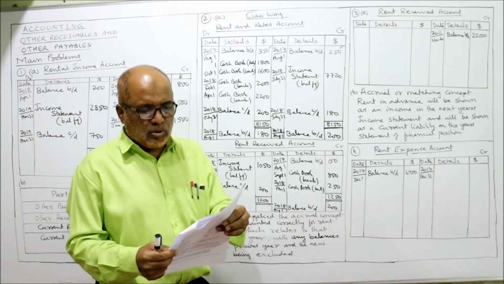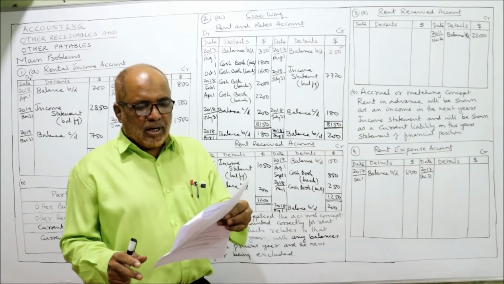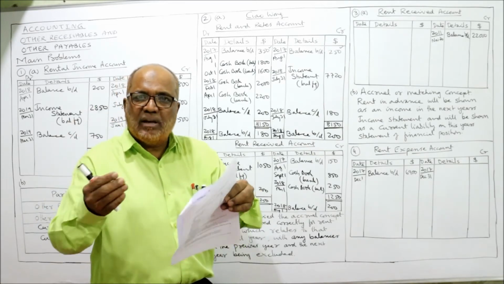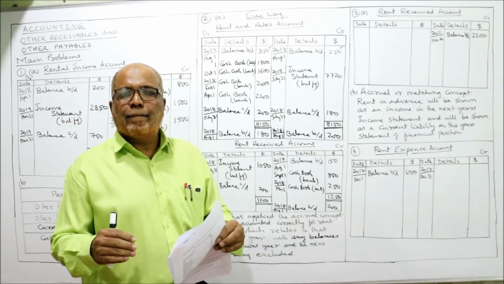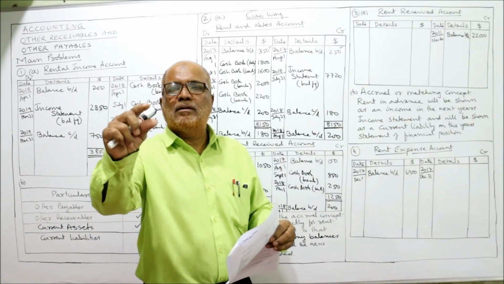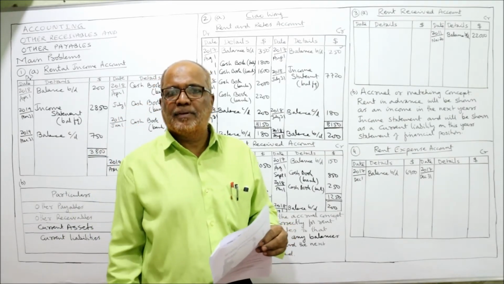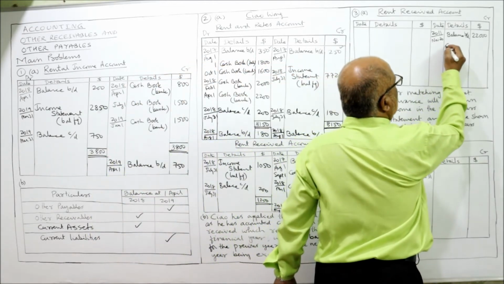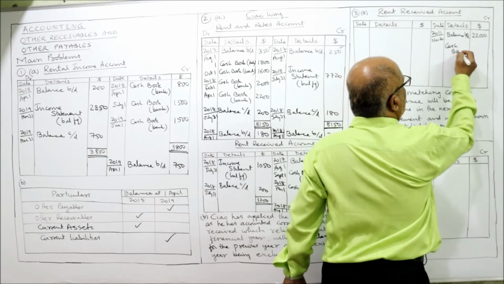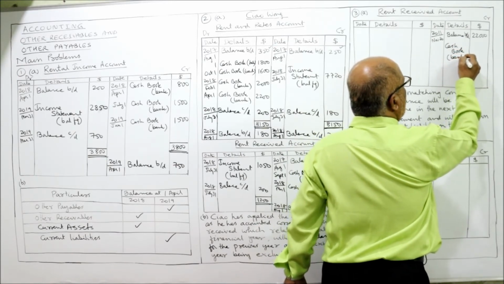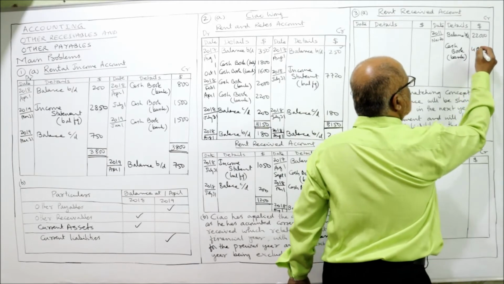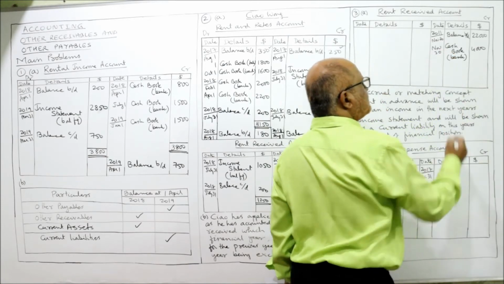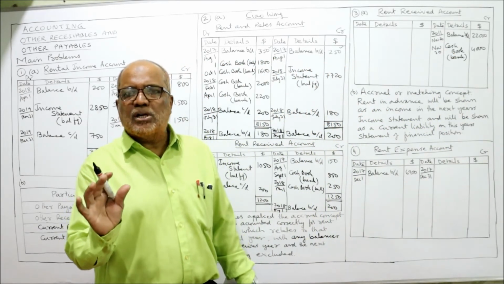Now during the month of November, $4,000 have been received. So the entry will be bank account debit, rent received account credit. So on the credit side I am taking cash book, bank. So totally how much amount is received? $4,000 are received during November, up to 30th November.